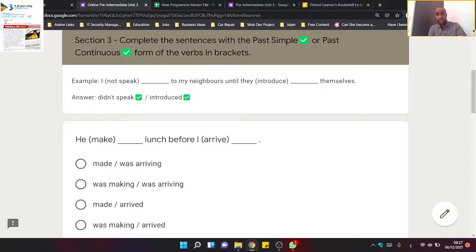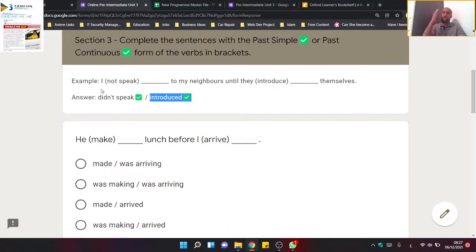Okay, guys. So here, let's look at the example. Here it says I not. So this is negative. So we say I didn't speak. And to my neighbor until they introduced, with an ed. Introduced. So they didn't speak and introduced. So this whole sentence is in the past simple.